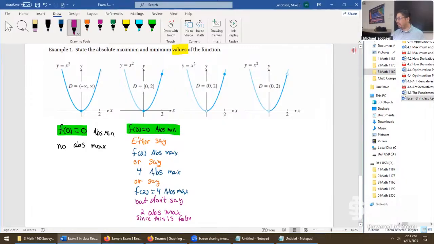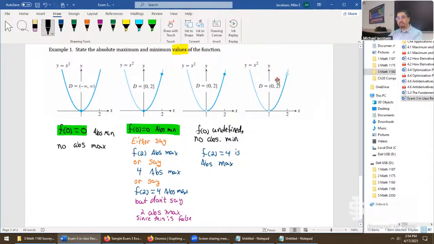Okay, let's finalize the last one, just because it'd be weird not to. On this next one over here, we lose the absolute minimum because f at 0 is undefined, which means no absolute min on that one. However, we do take an absolute maximum. We'll say f at 2 equals 4 is the absolute max.